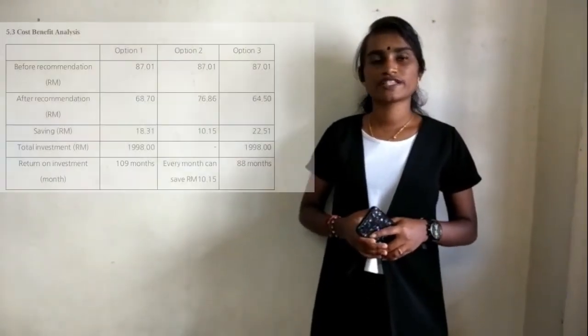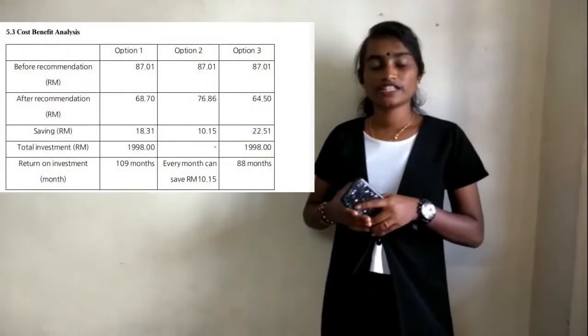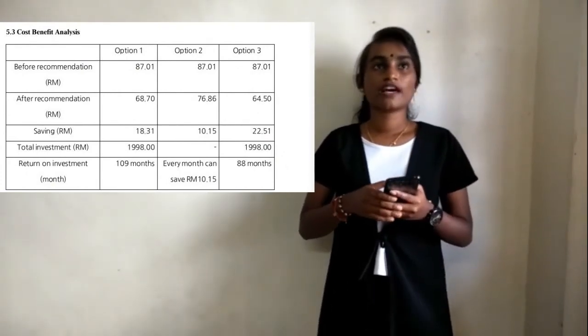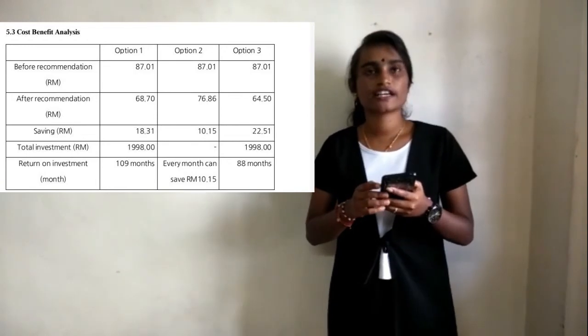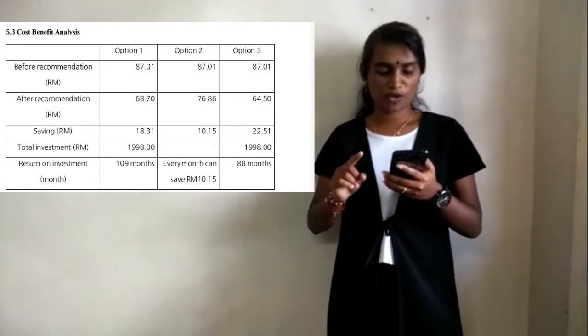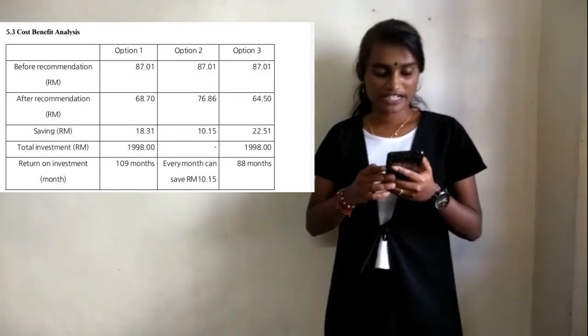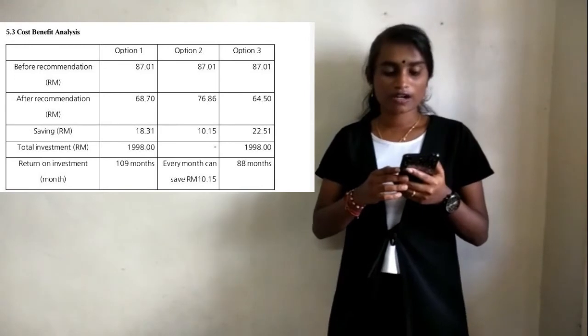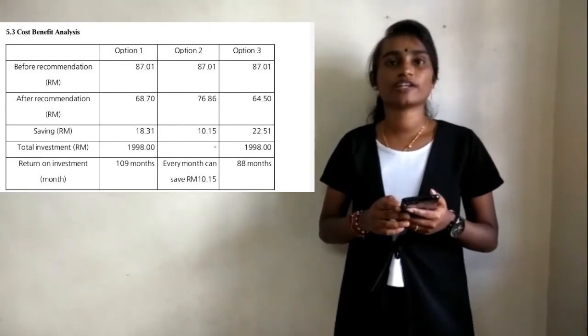The third option is combine both options, which is change the electronic gadget with reduce the usage time. The normal cost they have to pay each month is 87 ringgit, and after the recommendation of option 1, they can save 18 ringgit, and the second option they can save 10 ringgit. Third option, they can save 22 ringgit.